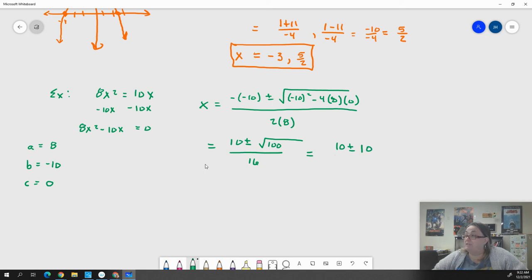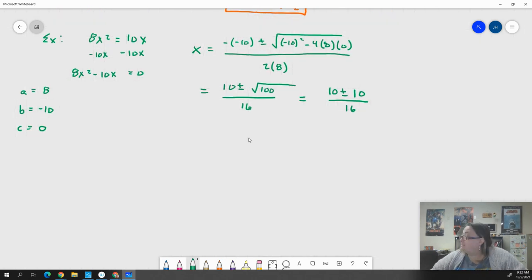Thank you, Trinity. Over 16. So I have two solutions here. The math got easy because we multiplied by 0. We have 10 plus 10 divided by 16, and we have 10 minus 10 divided by 16. If I look at this, this is 20 over 16. Can I leave that like that?